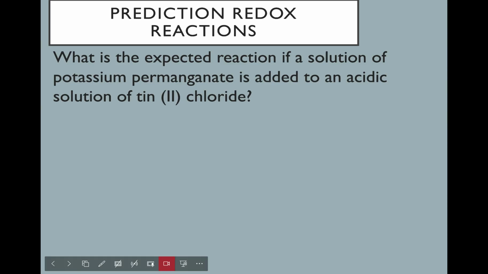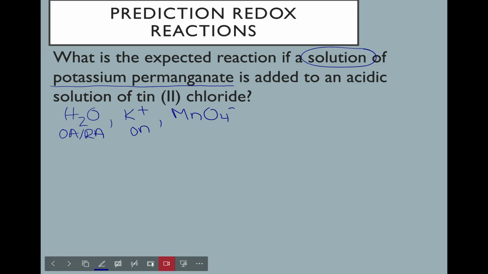So here, just going over a few things, if you have a solution, that means you have water present, and water is an OA and an RA. You can find it on both sides of the table. If you have a potassium permanganate solution, that means potassium and permanganate ions are both present. So we'll write that down. And potassium is an OA.